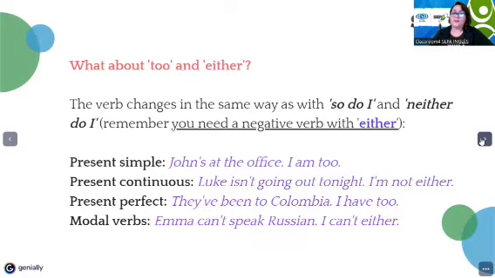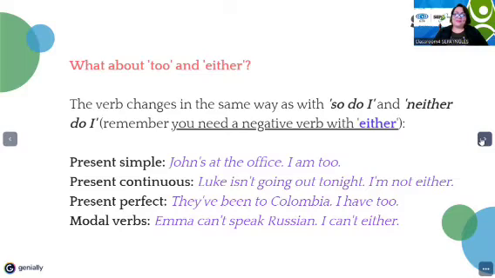Present simple. John's at the office. I am too. Present continuous. Luke isn't going out tonight. I'm not either. Present perfect. They've been to Colombia. I have too. Modal verbs. Emma can't speak Russian. I can't either. Let's repeat again.